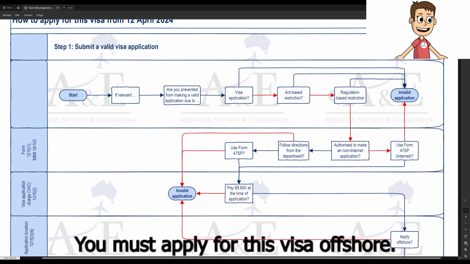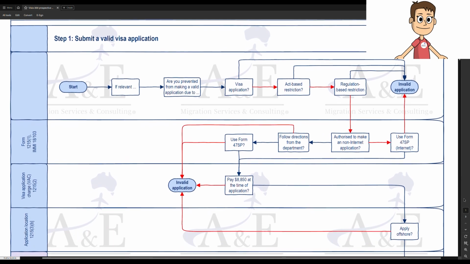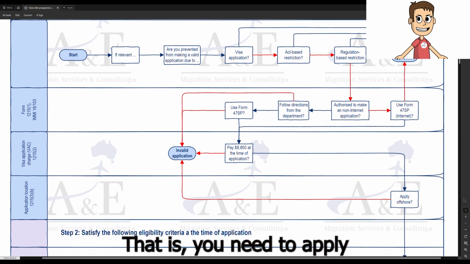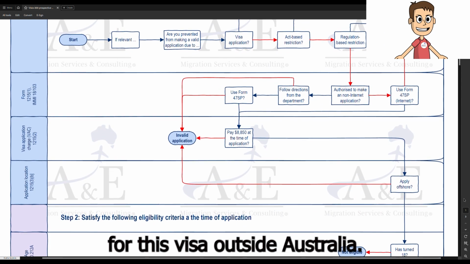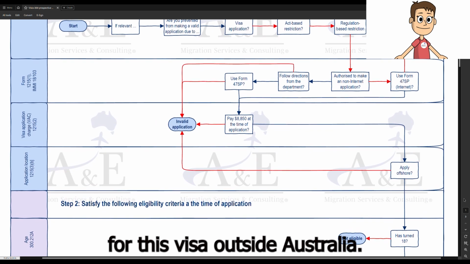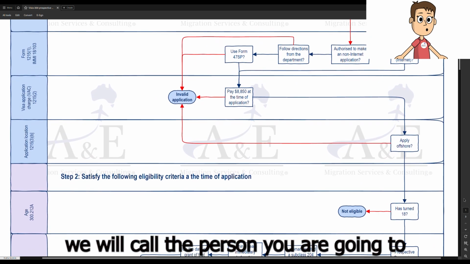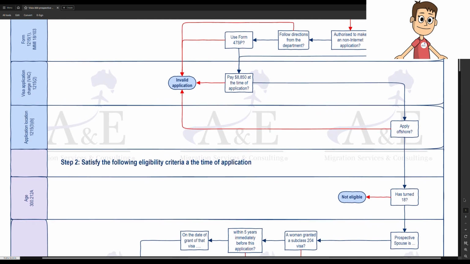You must apply for this visa offshore. We call this an offshore application. That is, you need to apply for this visa outside Australia. For the purpose of this video, we will call the person you are going to marry the prospective spouse.